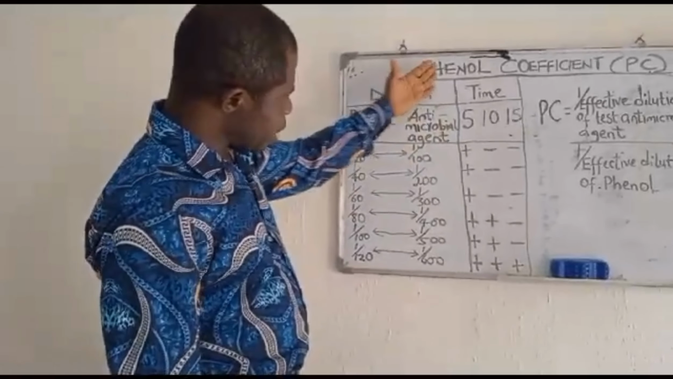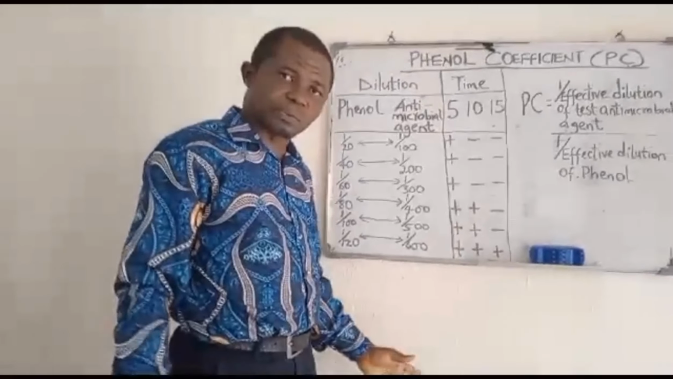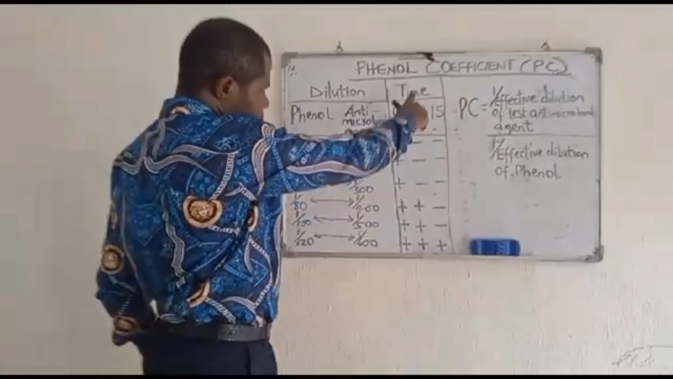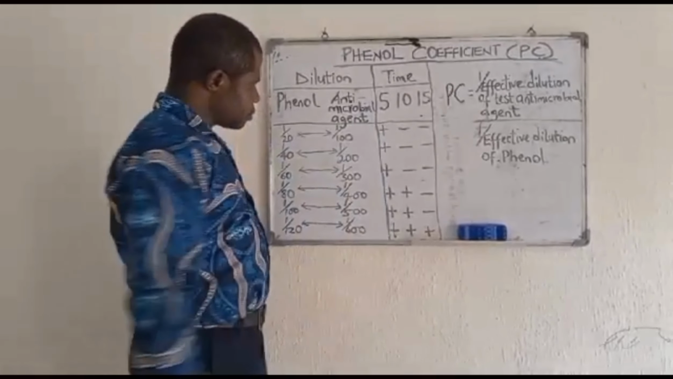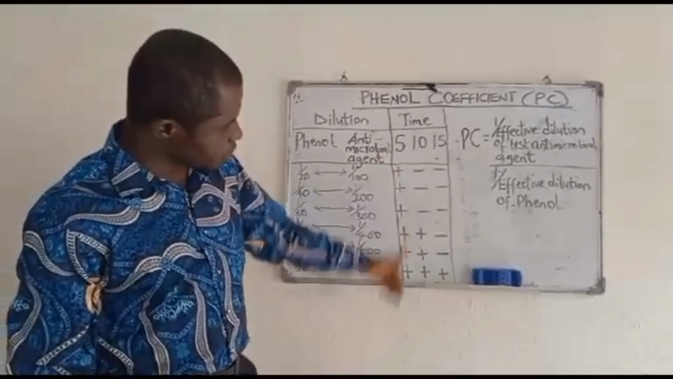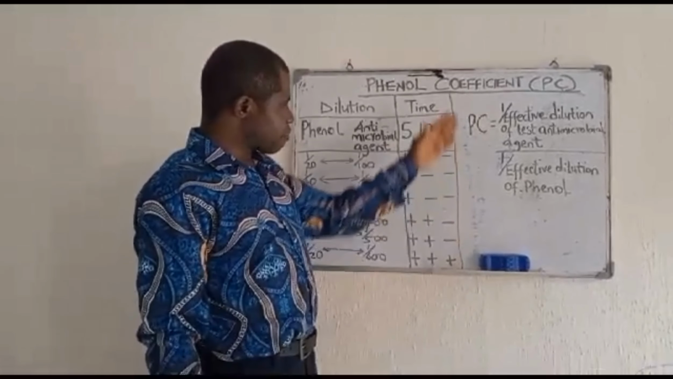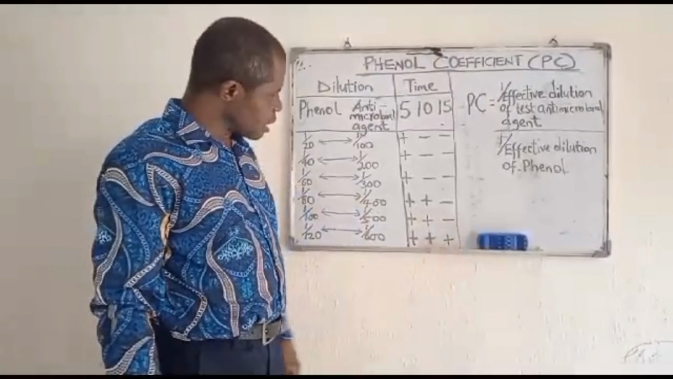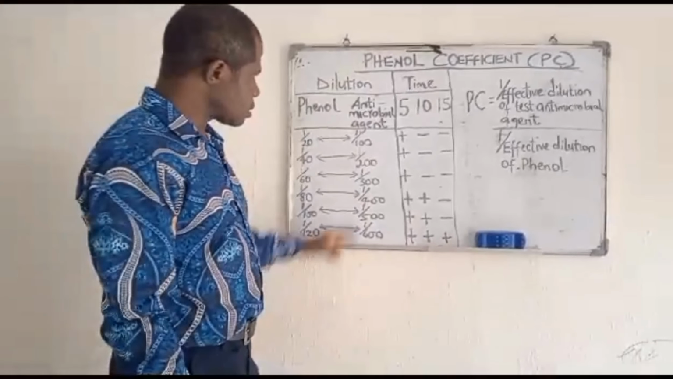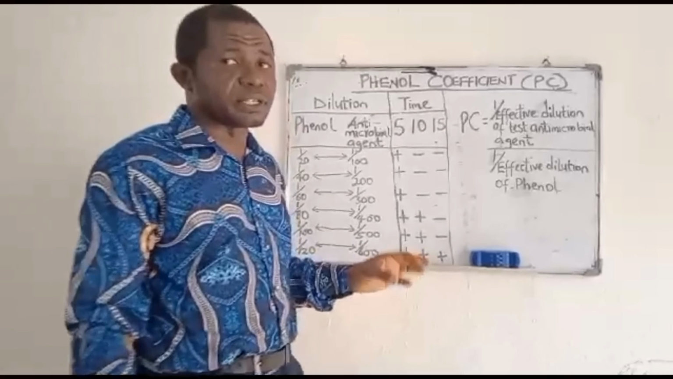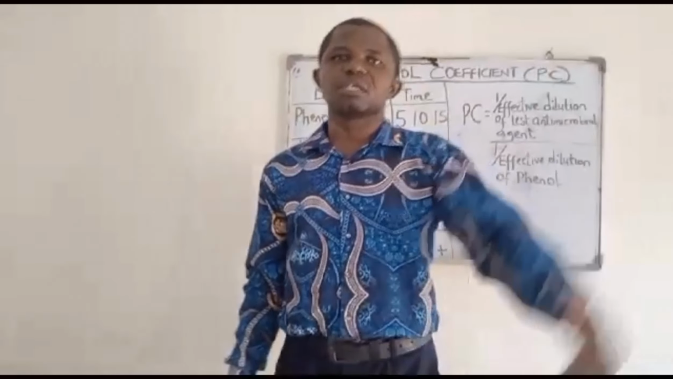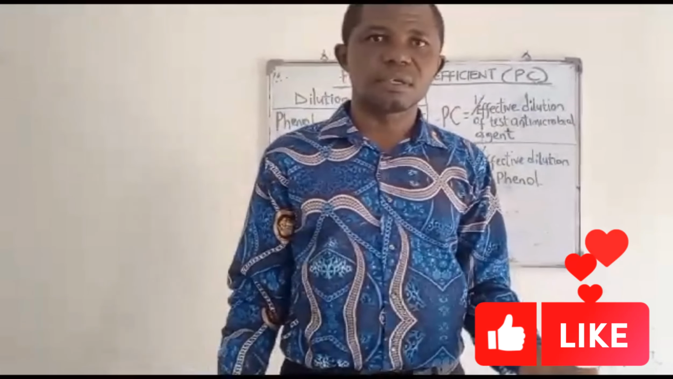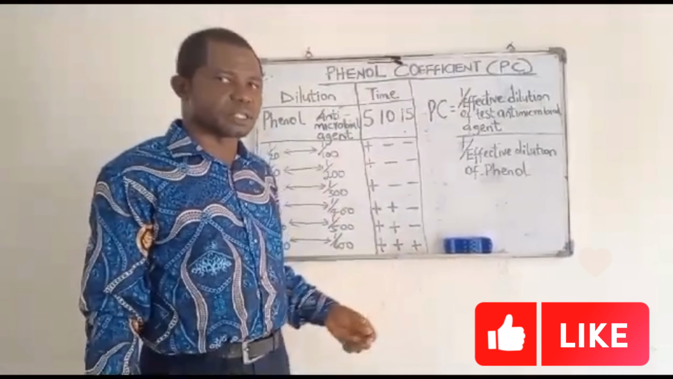You can see here, after 5 minutes, there was growth in all the tubes, in all the dilutions of phenol and antimicrobial. After 10 minutes, there is no growth from the first 3 dilutions, but there is growth in the last dilution. After 15 minutes, there was no growth in the first 5. There is growth in the last dilution. Mind you that dilution means a decrease in what? Concentration. As we dilute, the concentration keeps decreasing.